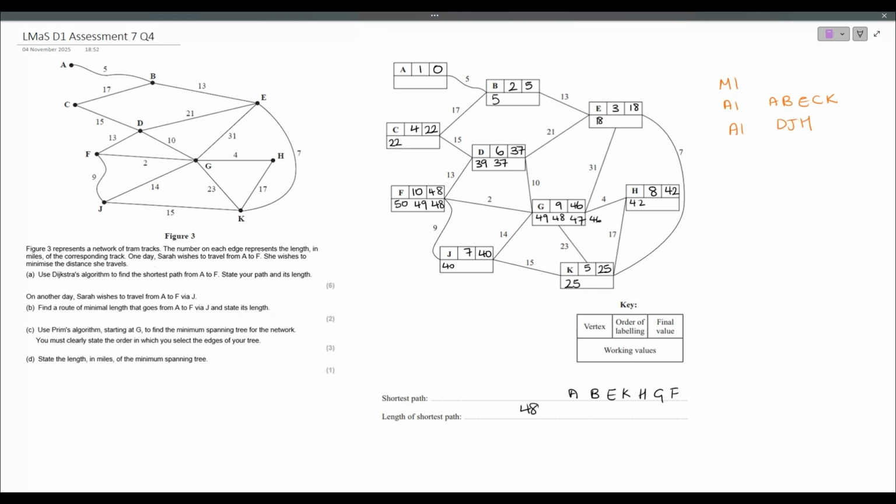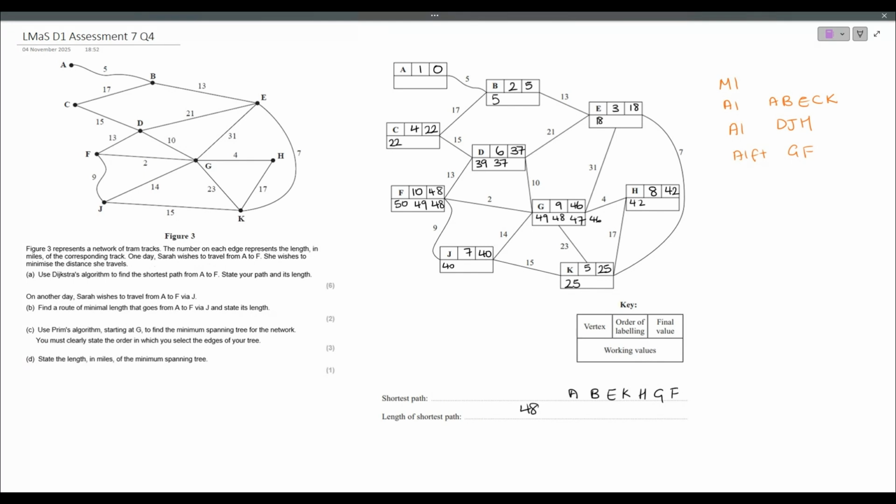And then the third accuracy mark, which is a follow-through mark, comes from having G and F correct. That means that if you made a mistake previously, but then followed from that mistake entirely correctly, you can get that mark. It's also important to note that you're only penalised for getting the order of labelling incorrect once. So if you use the same order of labelling multiple times, you're only penalised once for that.